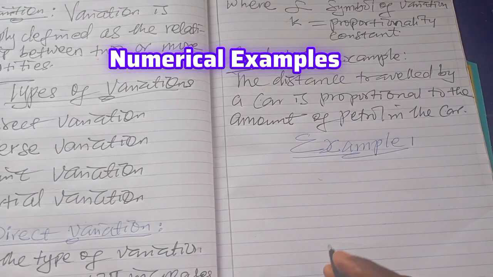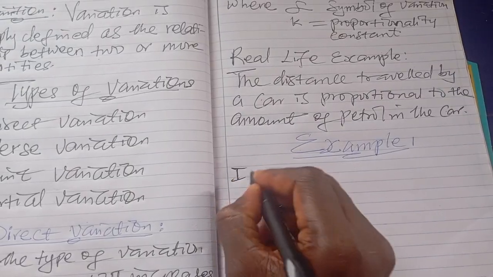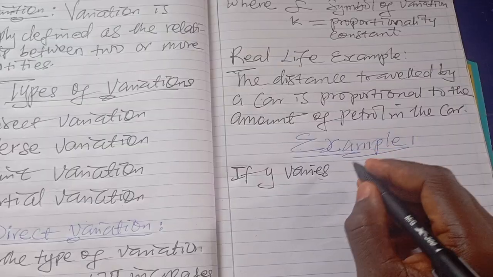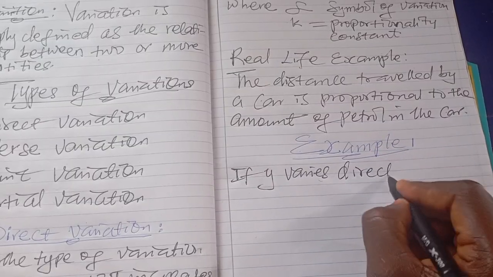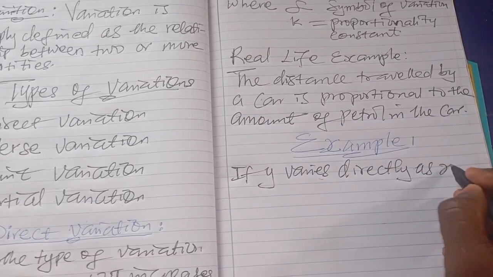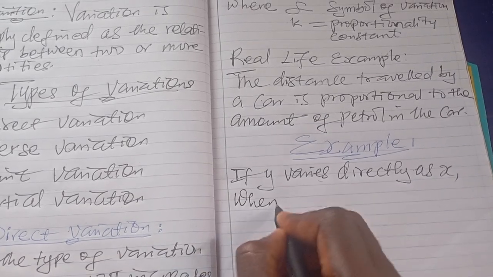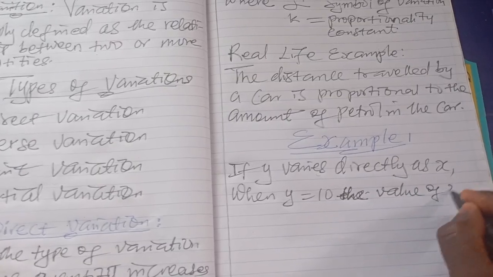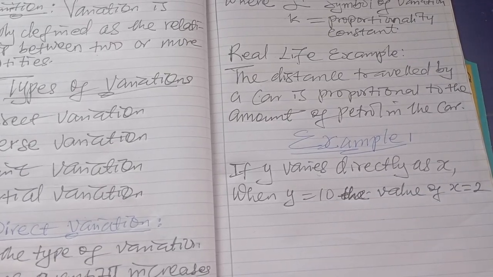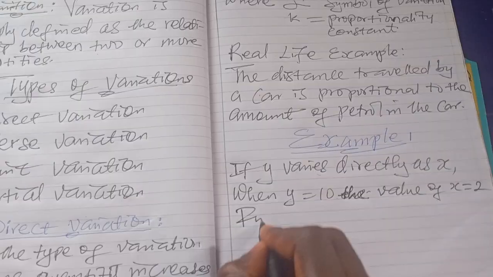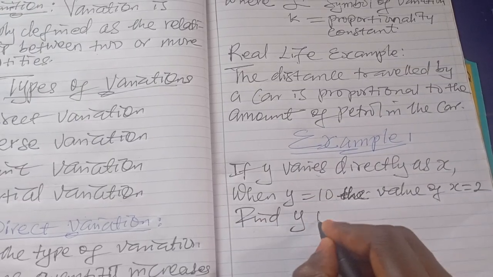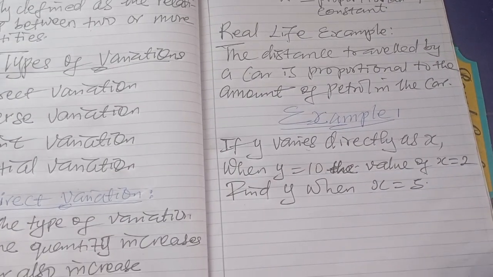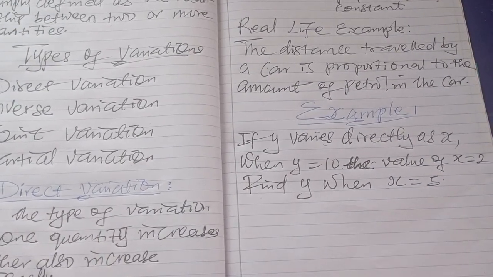Example 1: if y varies directly as x, when y equals 10, the value of x is 2. The question says find y when x is equal to 5. All right, pay attention and see how we are going to solve this problem. Solution.